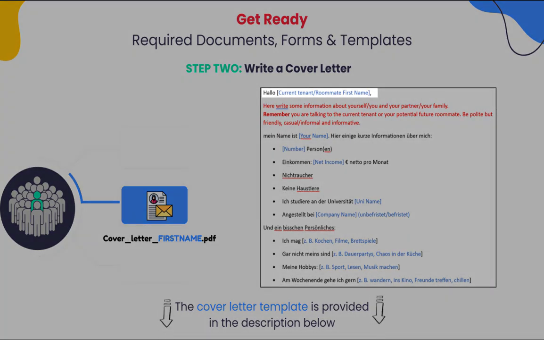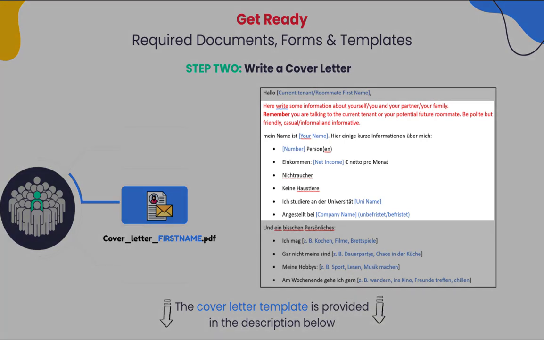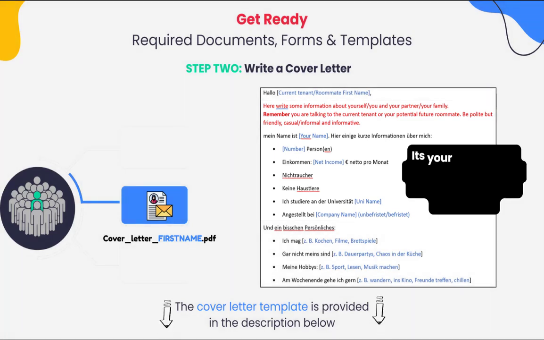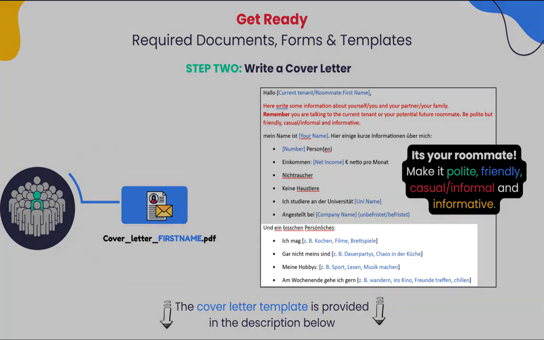Start with a friendly greeting. Hello plus first name. Introduce yourself, your name, age, income, pets, etc. Go beyond the basics. This is your chance to show your personality, hobbies, interests, or activities you enjoy. How you like to spend weekends. What kind of roommate are you? Quiet, clean, or like to cook, etc.